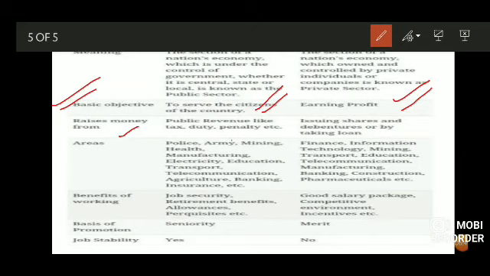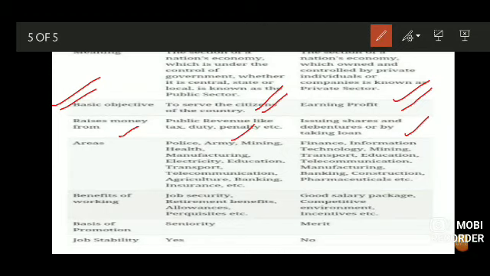Now how does the public sector raise money? Through public revenue like tax, duty, penalty, etc. Whatever taxes we are paying, whatever duties we pay, whatever penalty has been charged from us, all that is a source of income for the public sector organizations. While a private sector organization raises money by issuing shares and debentures or by taking loans. Either the firm is going to issue shares or debentures, or it is going to avail a loan facility to raise money.